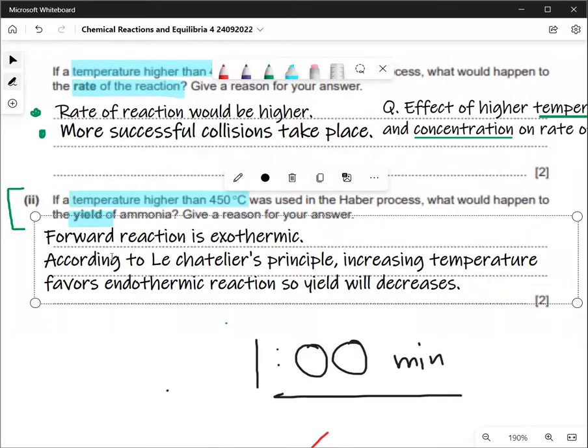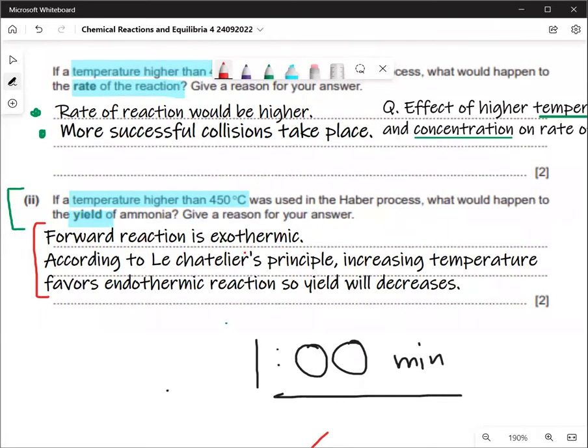Now, please don't write it like this. Let's try to understand. Niranjana, speak to me and Zara. Why is this the answer? First, read the answer, Zara. Forward reaction is exothermic according to Le Chatelier's principle. Increasing temperature favors endothermic reactions, so yield will decrease.